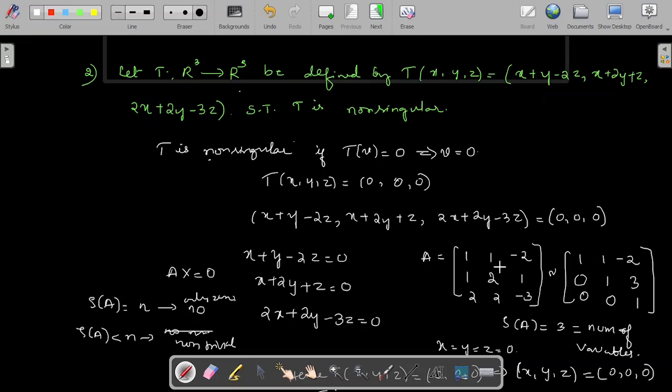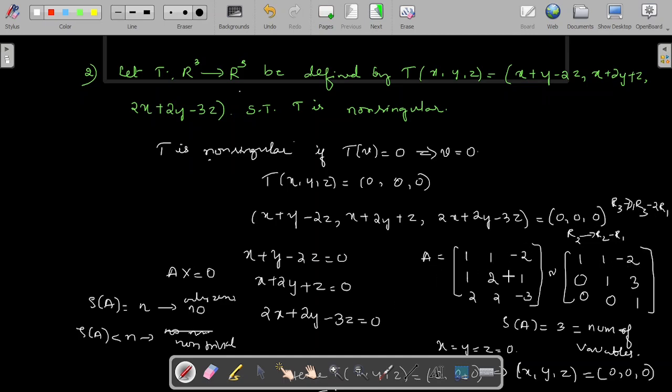So here I have to reduce it to the row echelon form. Now the first non-zero element of the first row is 1. Now the elements below it must be made 0. So here this must be made 0, and this is also to be made 0. So I have to apply the operations R2 changes to R2 minus R1 and R3 changes to R3 minus 2 times R1.